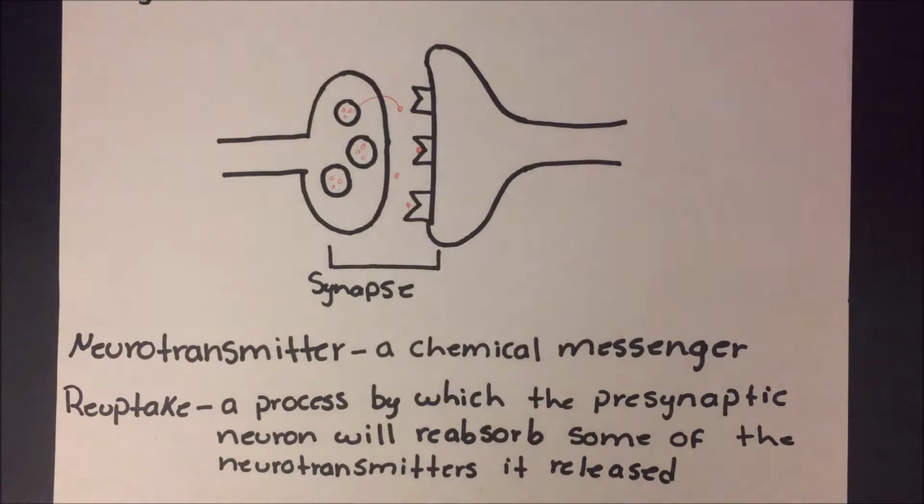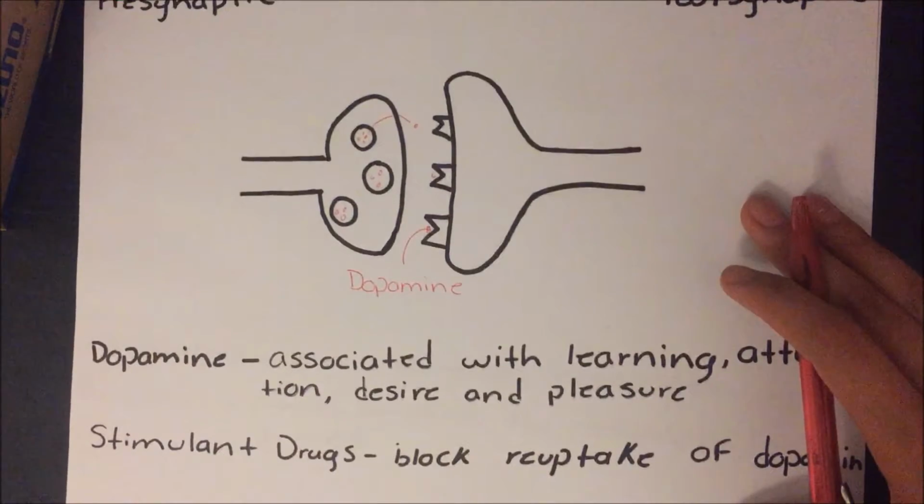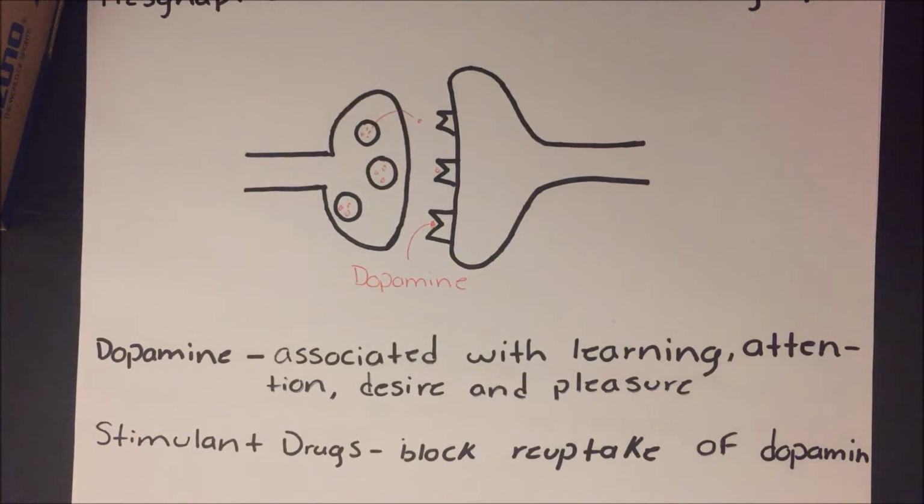Once the action potential has been passed on to the postsynaptic neuron, the neurotransmitters will be reabsorbed by the presynaptic neuron in a process called reuptake. Now, going back to the discussion of stimulant drugs, remember that stimulant drugs work by blocking the reuptake of dopamine. Dopamine has been associated with learning, attention, desire, and pleasure. When stimulant drugs block the reuptake of dopamine, they prolong its effect on its receptors.